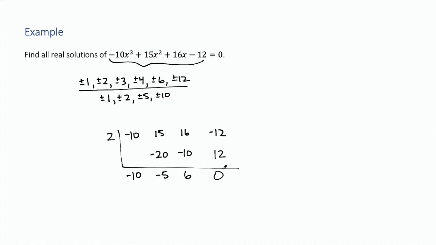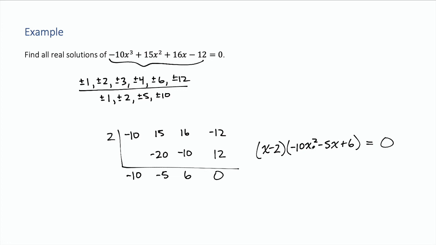So by peeking at the graph, we were able to make a good guess as to what we should try out. And that'll save us some time because we don't want to go through and test all these different possibilities here. There's 32 possible numbers here that we would need to check. So now that we've got 2, what we've just found is that this factors as x minus 2 times negative 10x squared minus 5x plus 6. And now we're setting this equal to 0.